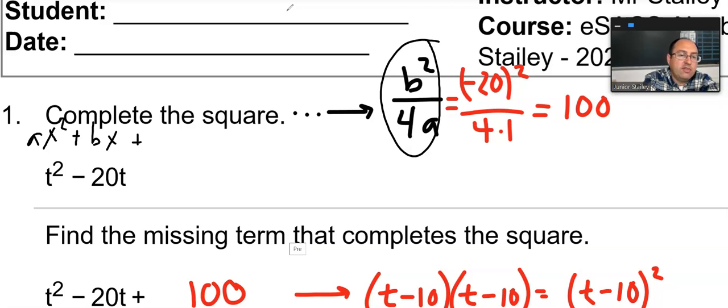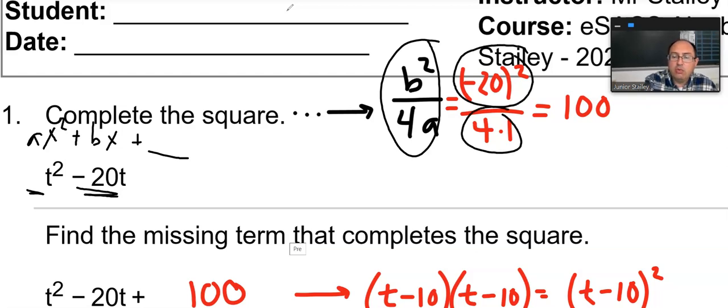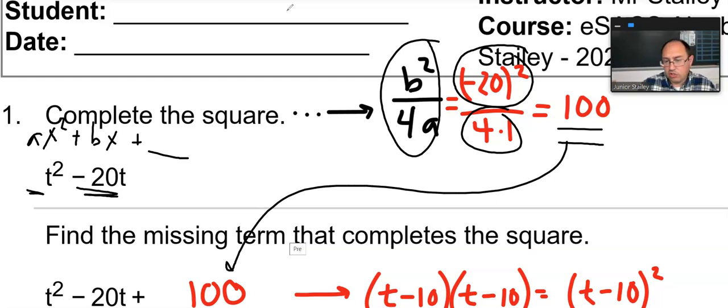What we're trying to do is figure out what would you add to make it a perfect square? And I'll show you what I mean by perfect square. So if you follow my little logic, b squared over 4a, with b is negative 20 and a is 1, you end up with 400 over 4, which gives me 100. So that's the answer to their question.